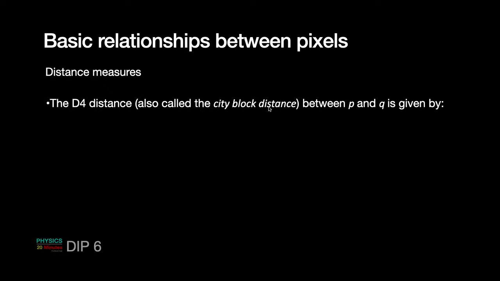Why is it called city block distance? If you are walking in a crowded city where lots of buildings are there, city blocks are building blocks. Each block has some buildings. Then to go from point A to point B, you cannot go diagonally because diagonally those buildings are situated. You can go left, right, left, right, in that fashion. And that is why it is called city block distance. Typically, the distance between two pixels is given by |x minus s| plus |y minus t|.